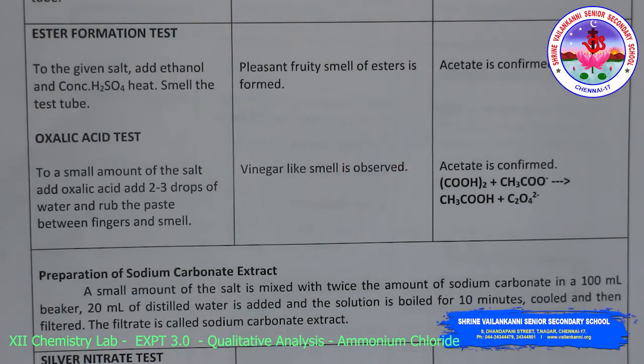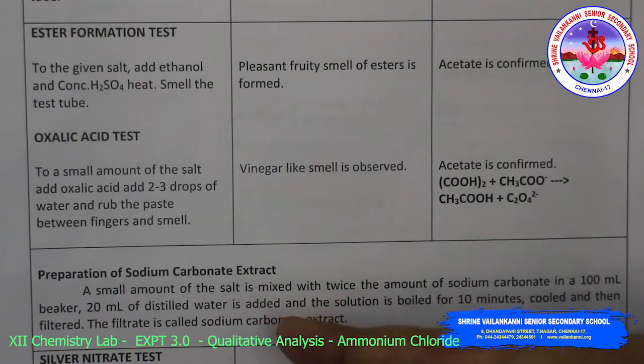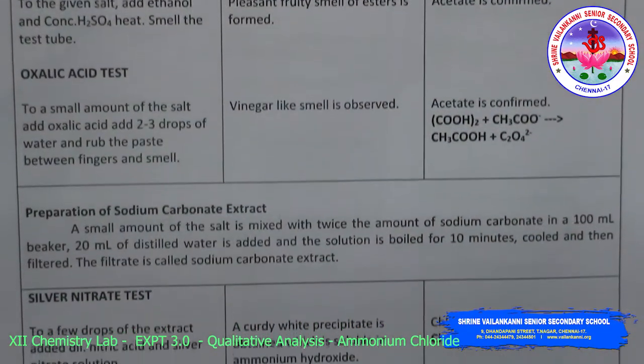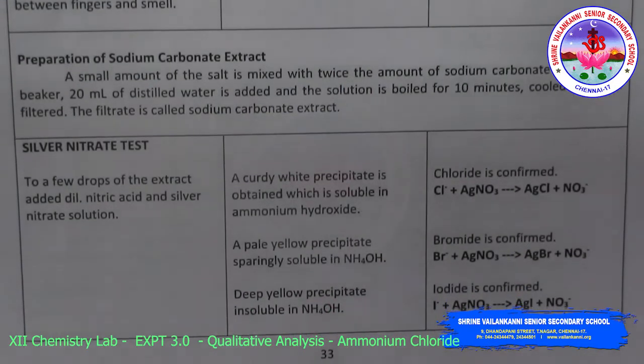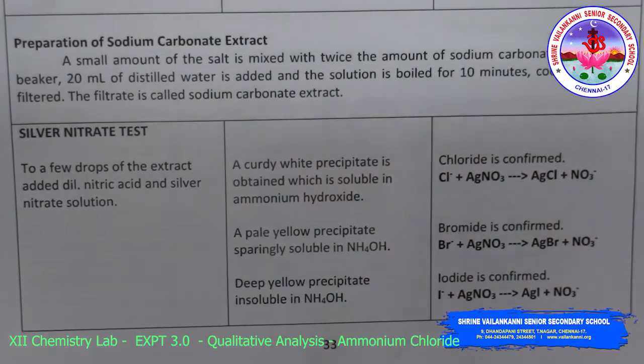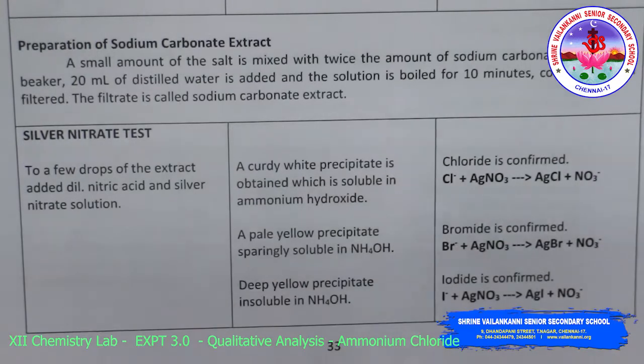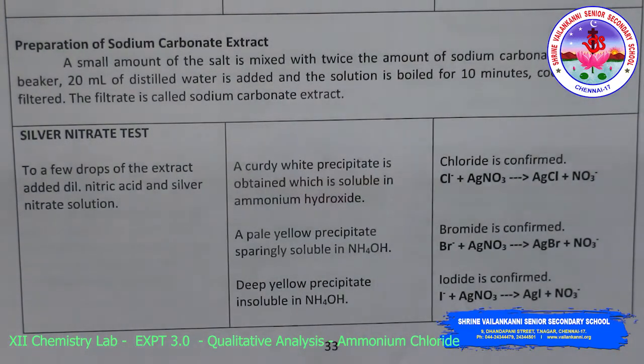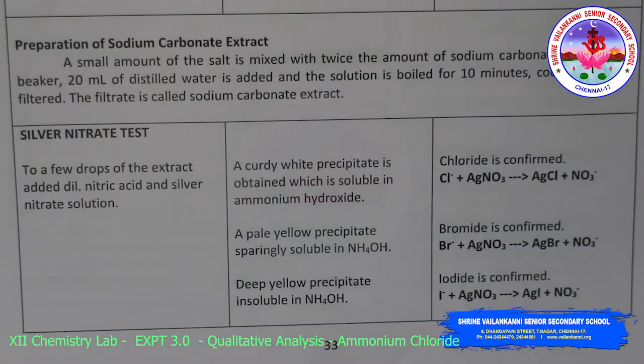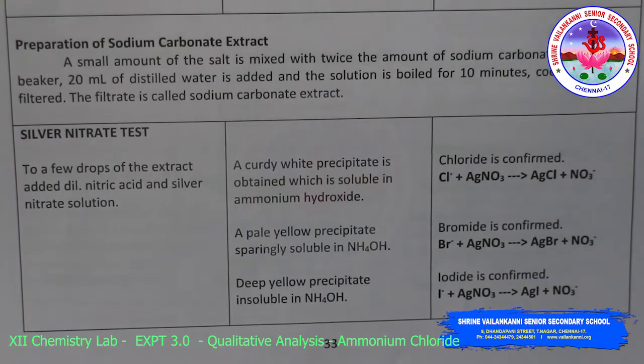Then the next thing is a very important one, preparation of sodium carbonate extract. It is very helpful to identify the acid radicals. How to prepare the sodium carbonate extract? Take a small amount of salt, mix it with twice the amount of sodium carbonate in a 100 ml beaker, add 20 ml of distilled water and boil the solution for a few minutes, then cool and filter it. This filtrate is called the sodium carbonate extract.